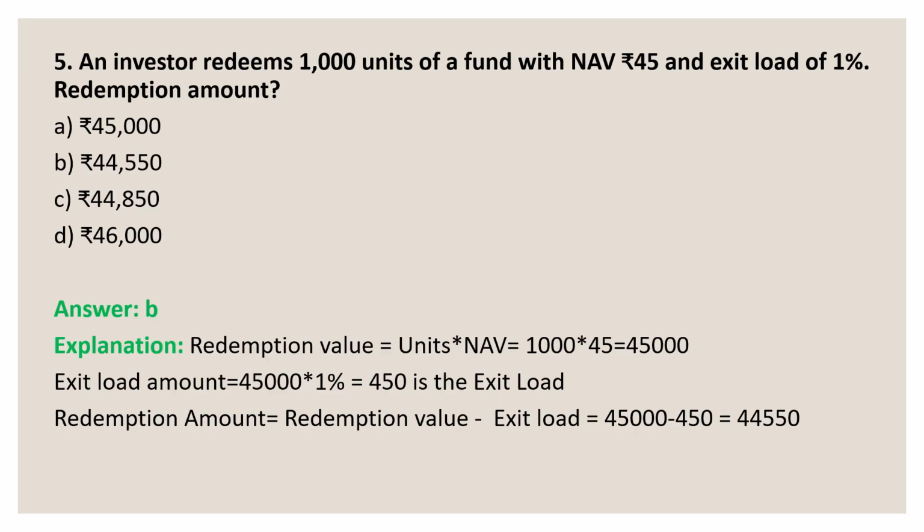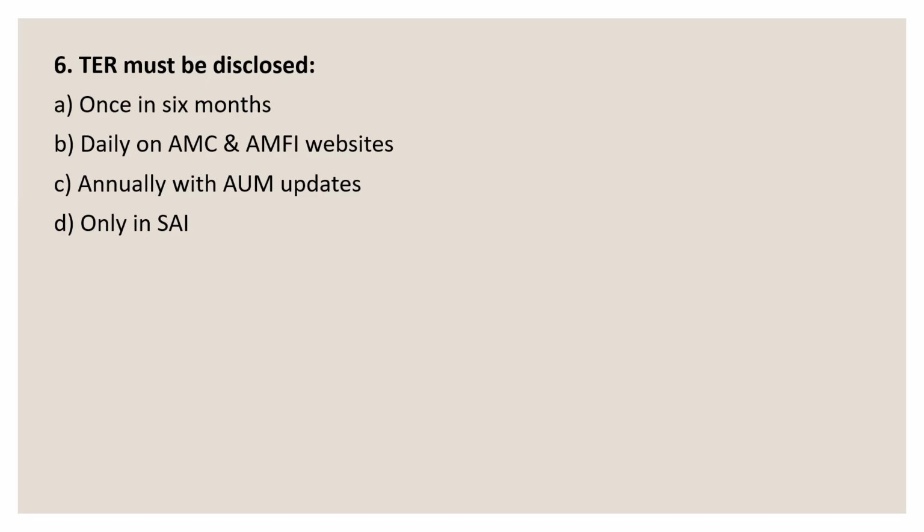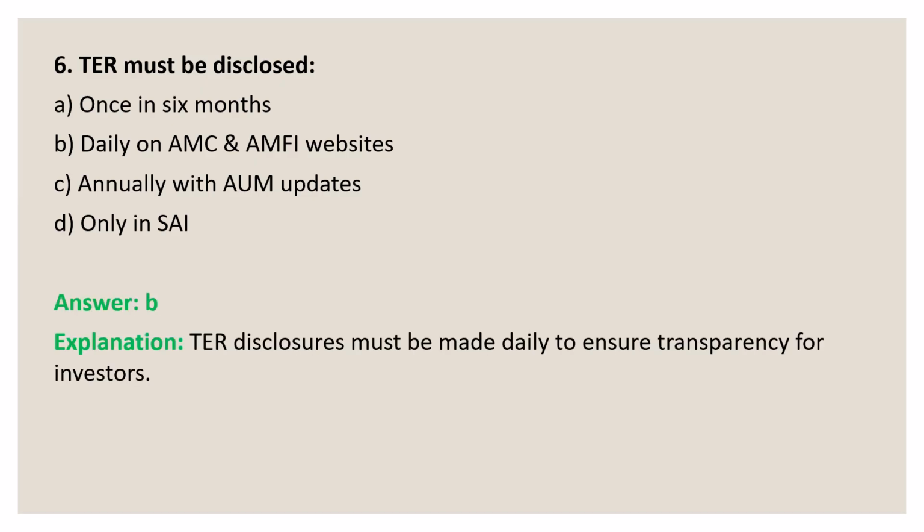Next question. Total expense ratio, TER, must be disclosed: option A, once in 6 months; option B, daily on AMC and AMFI websites; option C, annually with AUM updates; and option D, only in SAI. Correct answer is option B, daily on AMC and AMFI websites.